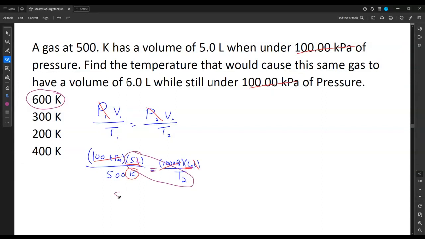So we'd have 5 times T2. Don't really know what that's doing, so all we can write for now is just 5 times T2. Then in the opposite direction, this diagonal is going to give you 6 times 500. So that is 3,000. And then now I want to finish solving, so I have to get rid of this 5 and divide. And so T2 is equal to 600. And we decided from earlier that was going to be Kelvin. And matches our prediction.